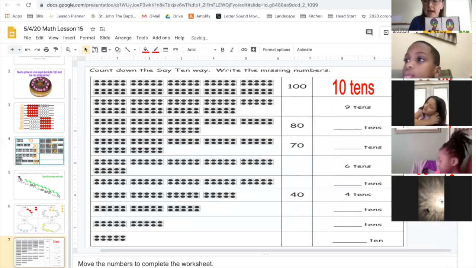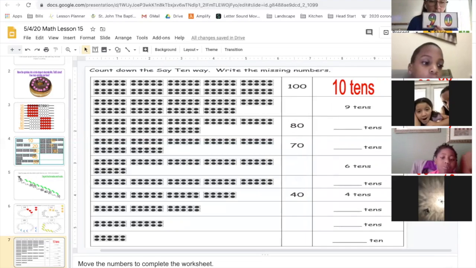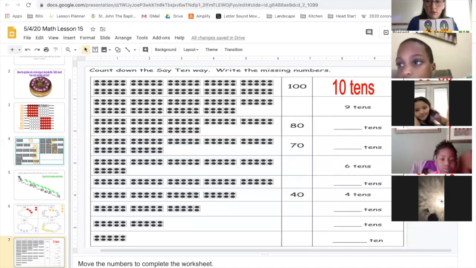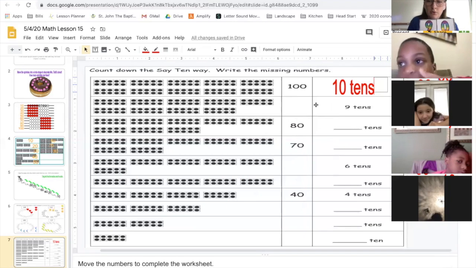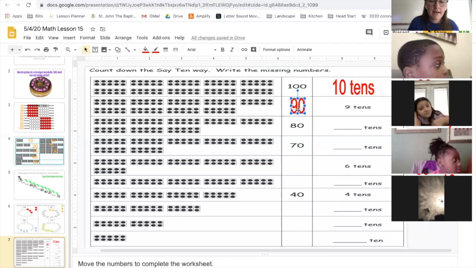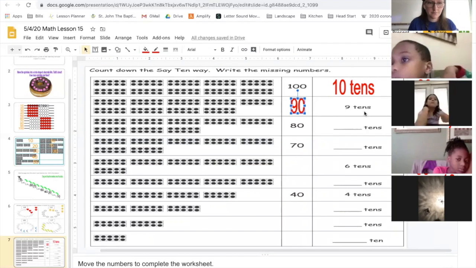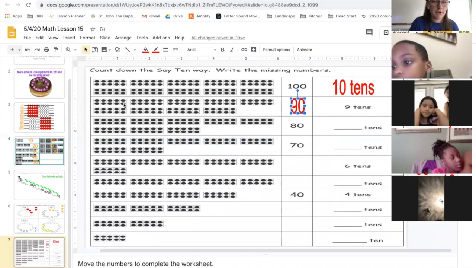We had some numbers over here. So we have to find the 90, and the 90 looks like 9 with a 0. Can you find it? Can you touch it on your screen? Touch the 90. There we go. All right, so I'm going to move the 90 into this box, and we can say 90 the 10 way as 9 tens, because there were 9 10 frames.